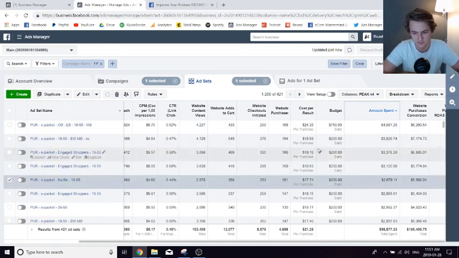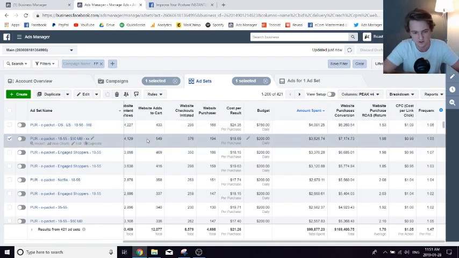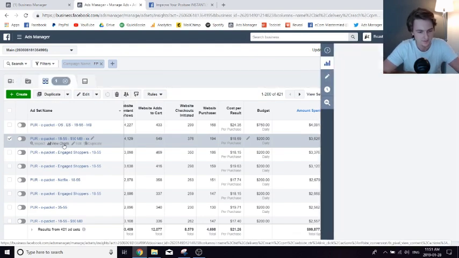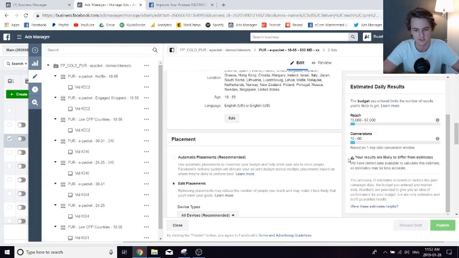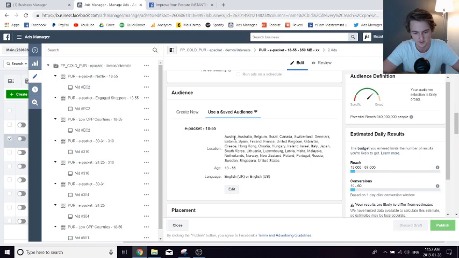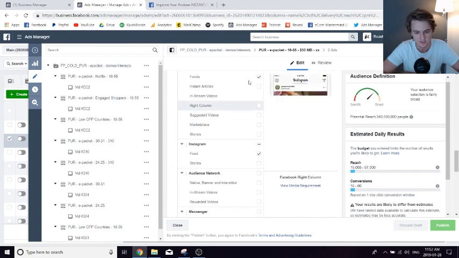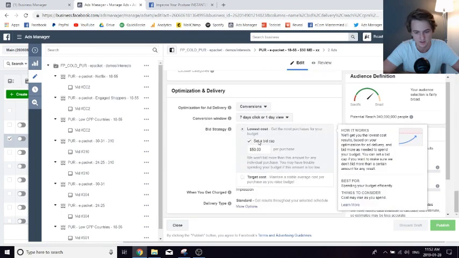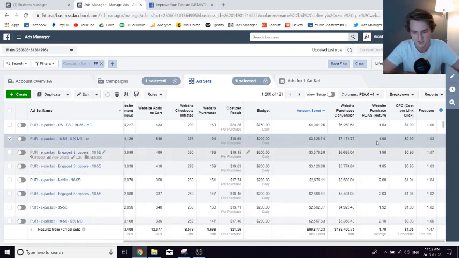If I go to amount spent, this one wasn't doing very well. But as you can see, most of these ad sets that I spent a lot on, like this one, is literally ePacket targeting 18 to 55. So it's targeting everyone. This is a saved audience that I have. This is all the ePacket countries, English language, and then feeds only. And then that was it. And then a lowest cost with a bid cap of $50. I had this running, and as you can see, it was profitable.